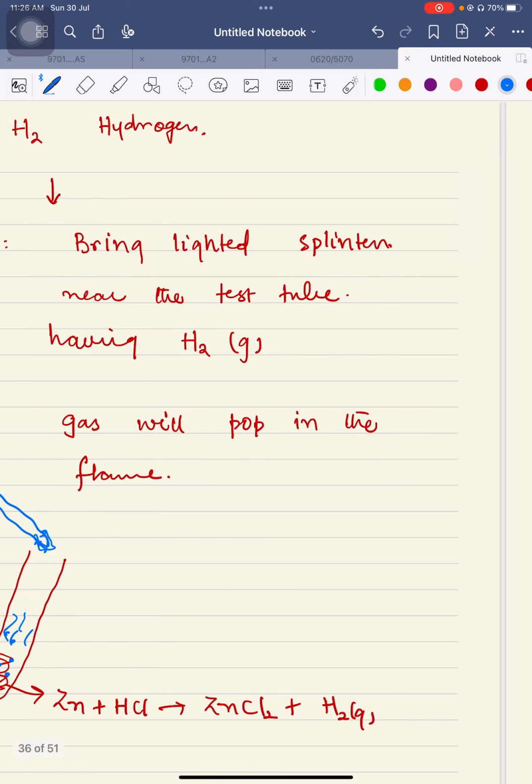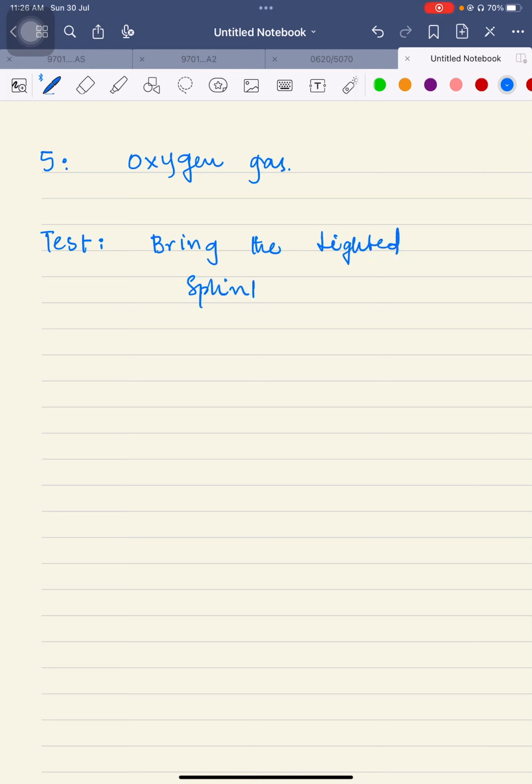Okay, now there is a final test on the next page, and it is gas number 5. And what is that gas? It is called oxygen. Oxygen gas can be identified by a specific test as well. And what is the test for that gas? Bring the lighted splinter near the gas.